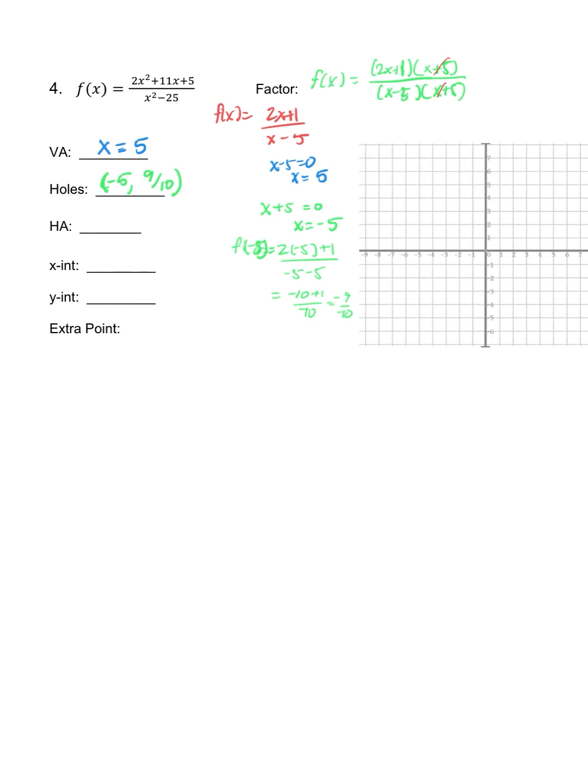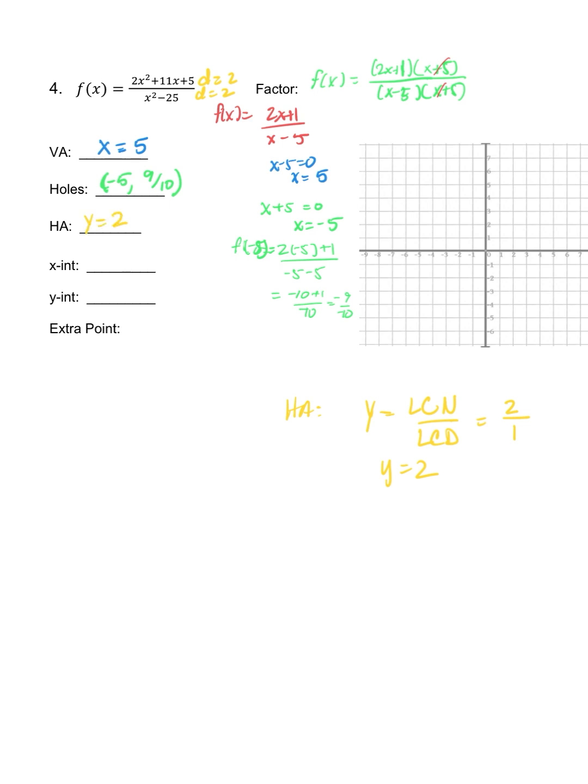So we look at the numerator and the denominator. The degree here is 2 and the degree here is 2. For the horizontal asymptote, y equals the leading coefficient of the numerator divided by the leading coefficient of the denominator. So our leading coefficient of the numerator is 2 and the denominator is 1. So y equals 2 is our horizontal asymptote.